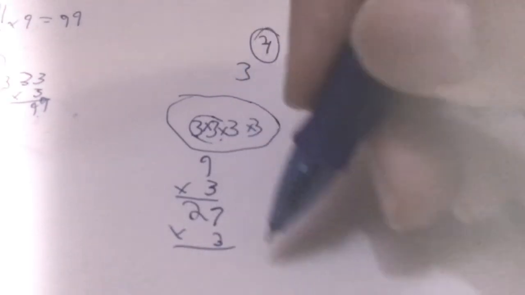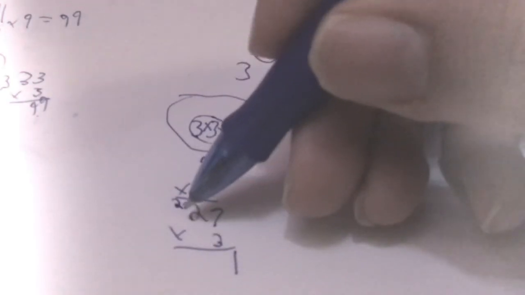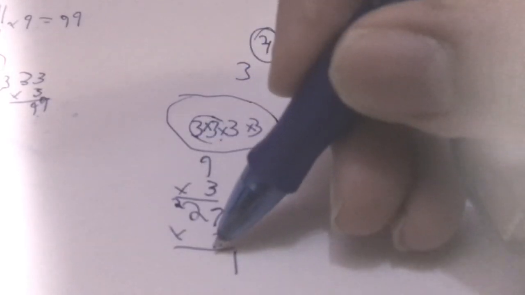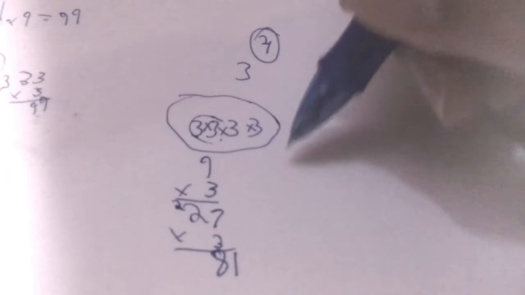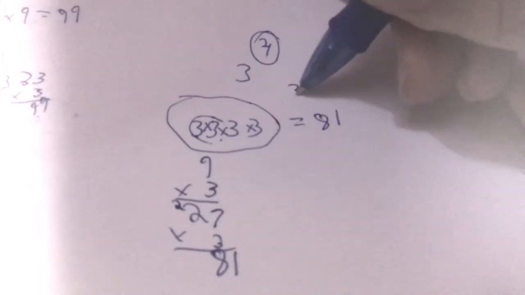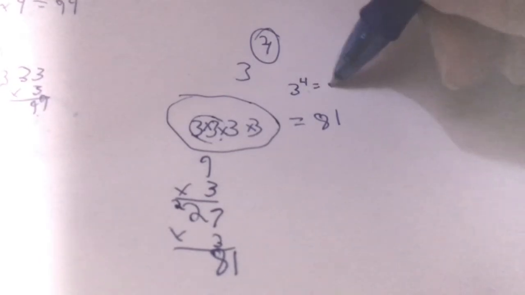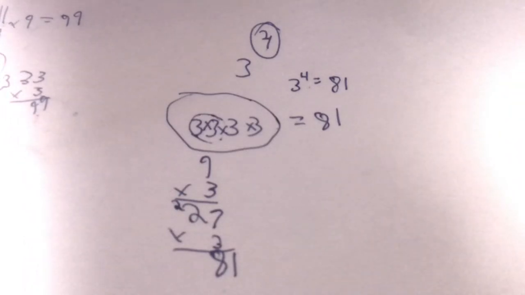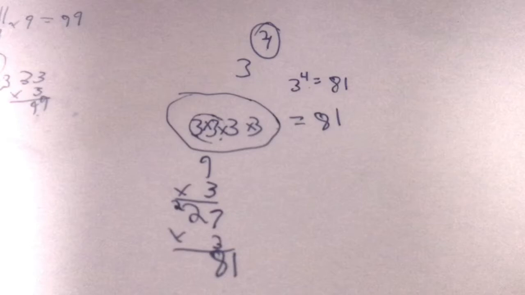Then 7, 14, 21. 1 here, you move the 10 here. 3 times 2, 6. Plus 2, 8. So you get 81. So then your final answer becomes 81. So 3 to the power of 4 is equivalent to 81. Now that is basically how you do exponents. And it's just the same thing for decimals. I'm not going to show you how to do decimals with that.